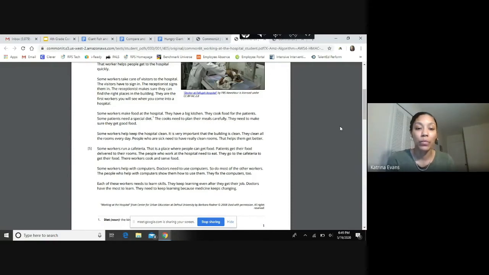Some workers help with computers. Doctors need to use computers. So do most of the other workers. The people who help with computers show them how to use them. They fix the computers too.